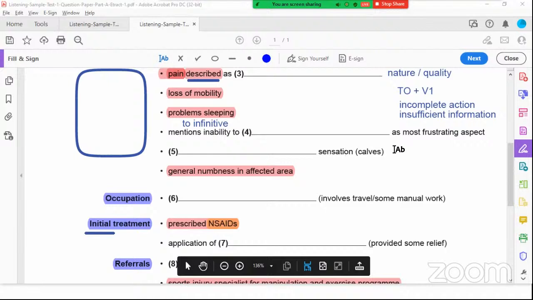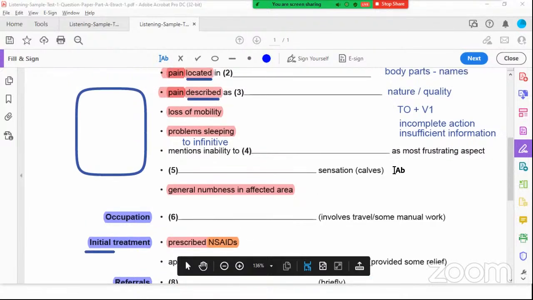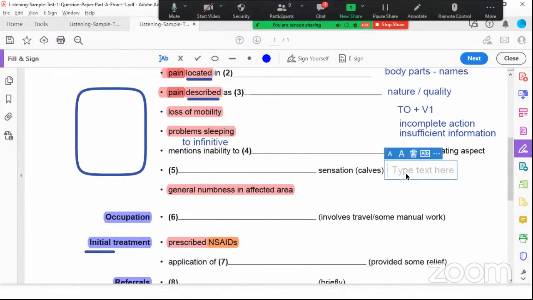Dash sensation. This is an adjective. Sensation is a noun. So here you are going to use an adjective. Adjective means a describing word. What type of sensation? Irritating sensation, itching sensation, scorching sensation, painful sensation.